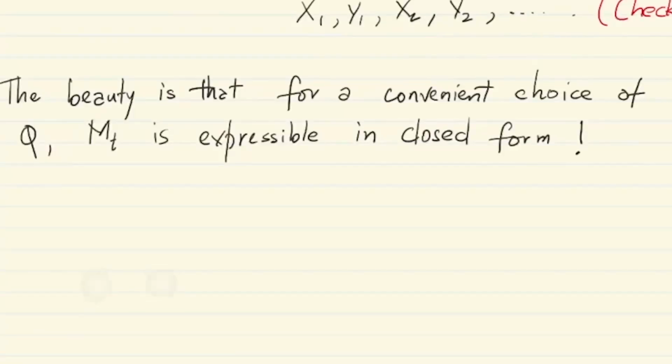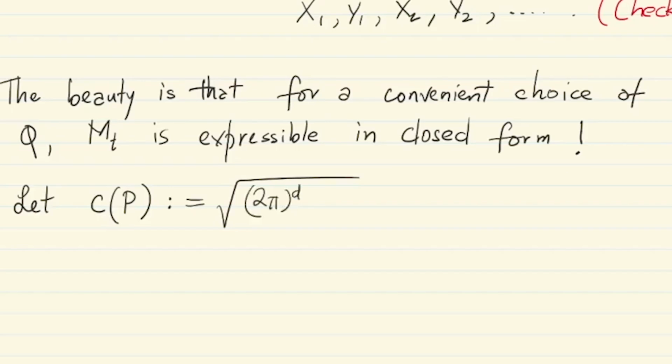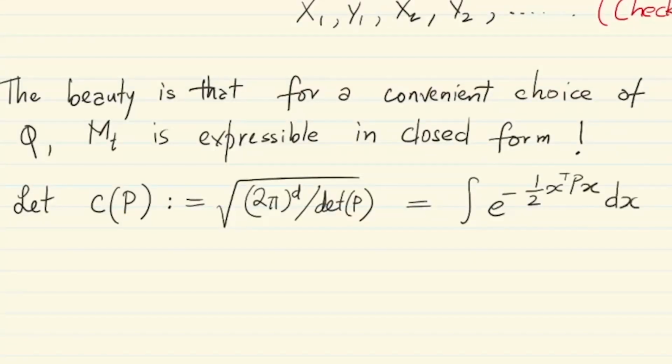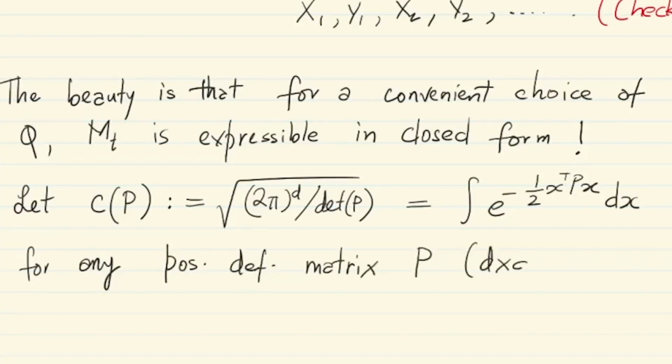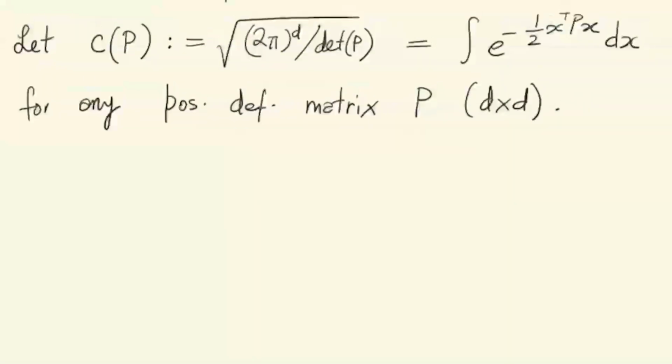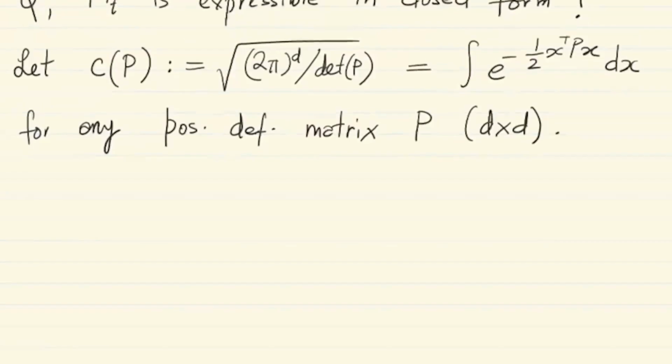So to show this, let us define for any positive definite matrix P, C of P as square root of (2 pi)^d, where P is a d by d positive definite matrix, divided by the determinant of P. So this is also equivalent to the integral of e raised to minus half x transpose P x over R^d, for any d by d positive definite matrix P. Okay, so recall, let's choose, in fact, let's take the distribution Q again as a standard normal.